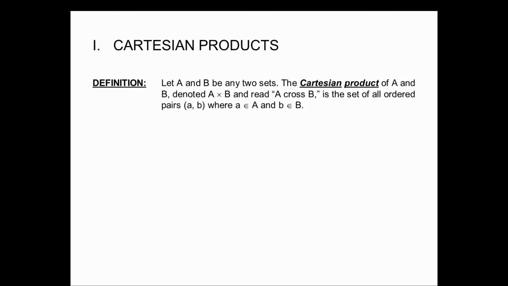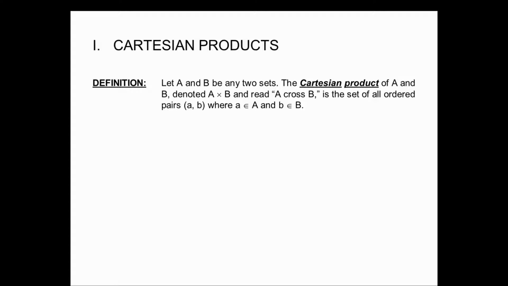This is the same Cartesian as in Cartesian plane. So, definition. Let A and B be any two sets. The Cartesian product of A and B, noted like this, looks like you put the times symbol between the two sets, and it's read A cross B. It is the set of all ordered pairs (a, b), where little a is an element of capital A, and little b is an element of capital B. Notice, it's ordered pairs.